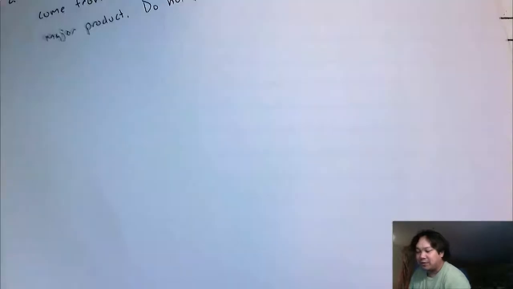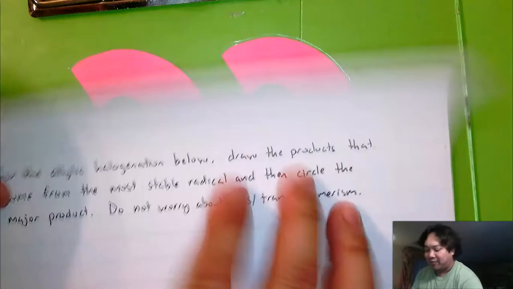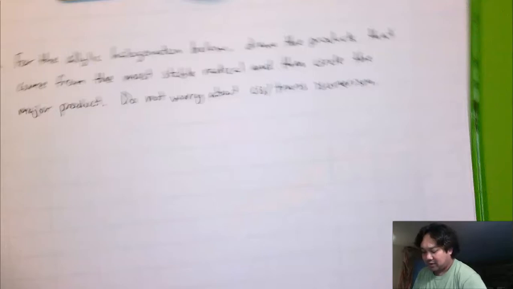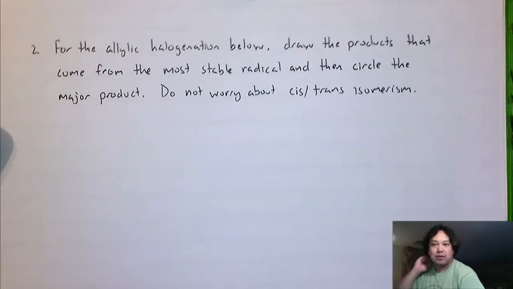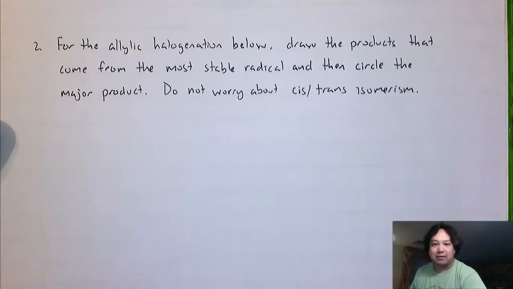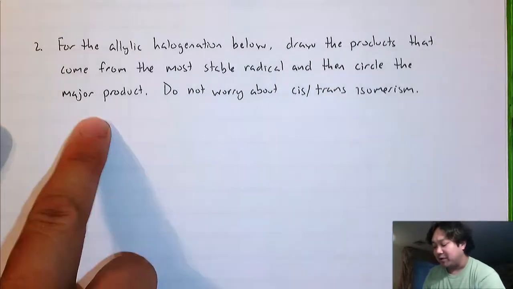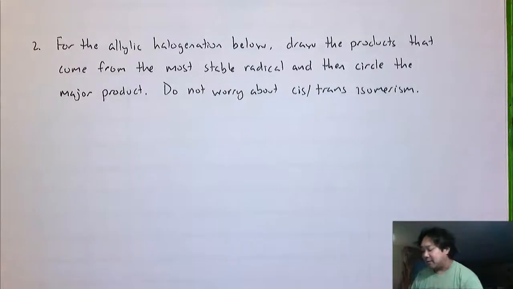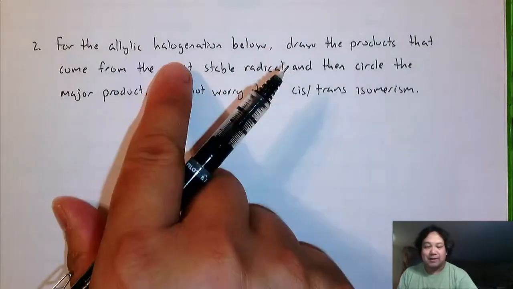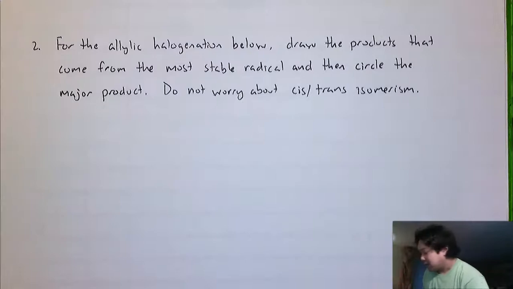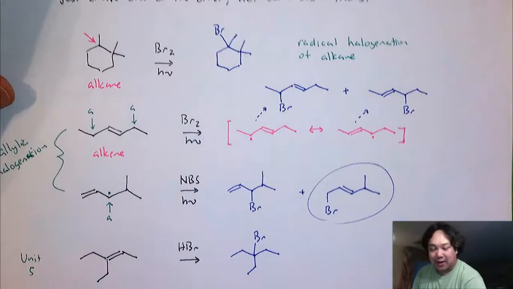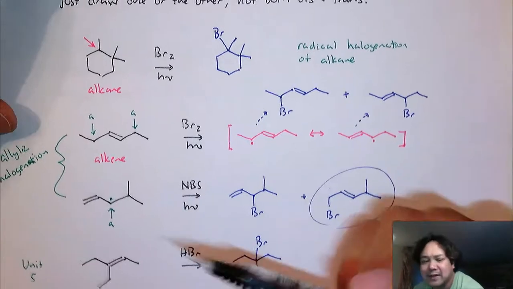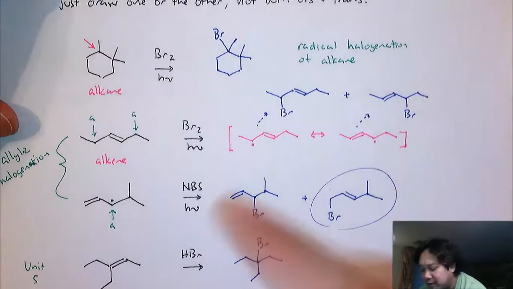Number 2, I pre-wrote the problem also. For the allylic halogenation below, draw the products that come from the most stable radical. Then circle the major product. Do not worry about cis-trans isomerism. I'm telling you that it's allylic halogenation. We've seen allylic halogenation here twice, okay? But why am I setting this question 2 apart from here?